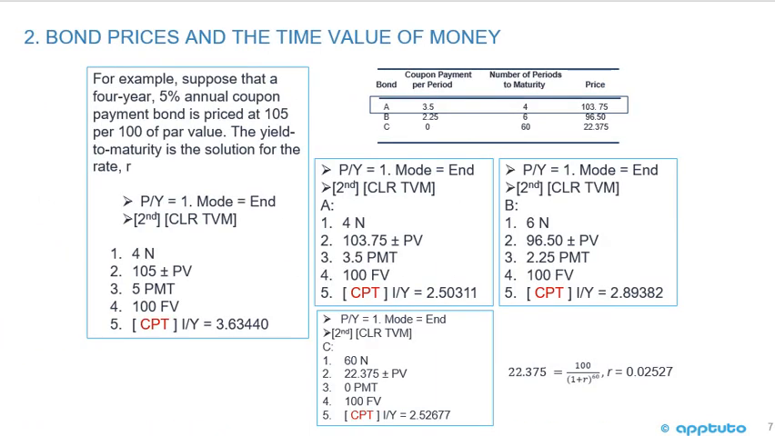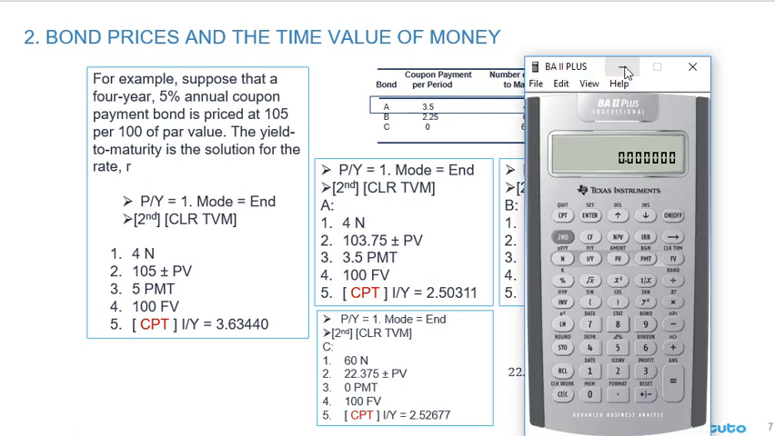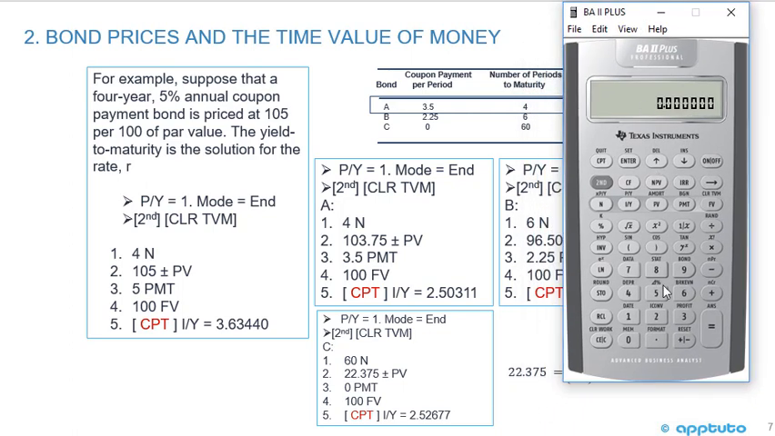Okay, on this slide, we're calculating the yield to maturity. So, for example, suppose that a 4-year, 5% annual coupon payment bond is priced at 105 per $100 of par value. The yield to maturity, we're solving for the IY. Okay, so I'll just bring up the calculator here, and I'm just going to hit clear. Just move it out of the way. So we're going to check second PY. Well, we need to be in 1. Hit enter because we're doing an annual pay.